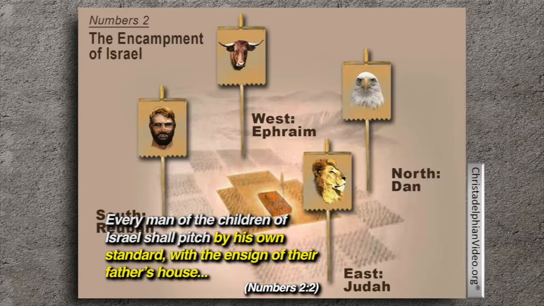In Numbers chapter 2, if you'd like to turn to Numbers chapter 2, it's going to form one of the home bases for our conversation this morning. Numbers chapter 2, verse 2, we have the setting up of the tribes in their formations. Every man of the children of Israel shall pitch by his own standard, with the ensign of their father's house. So Israel was separated out in four groupings of three. The tribes were organized under military banners, with one tribe as head over each of the three, and they camped under these banners.